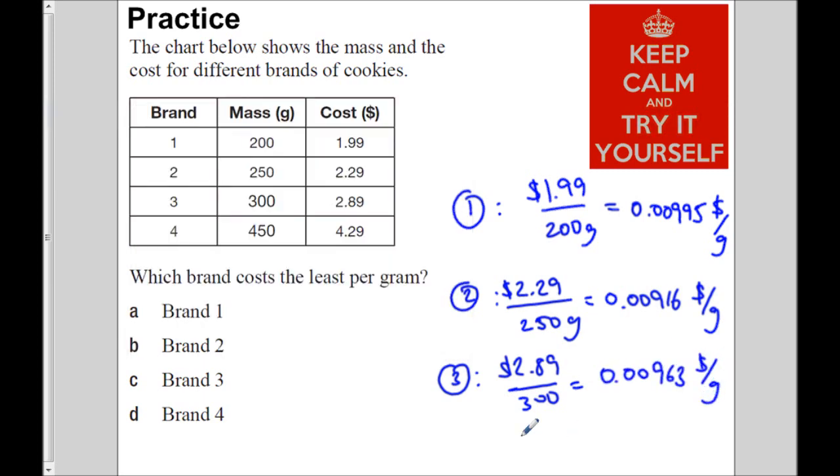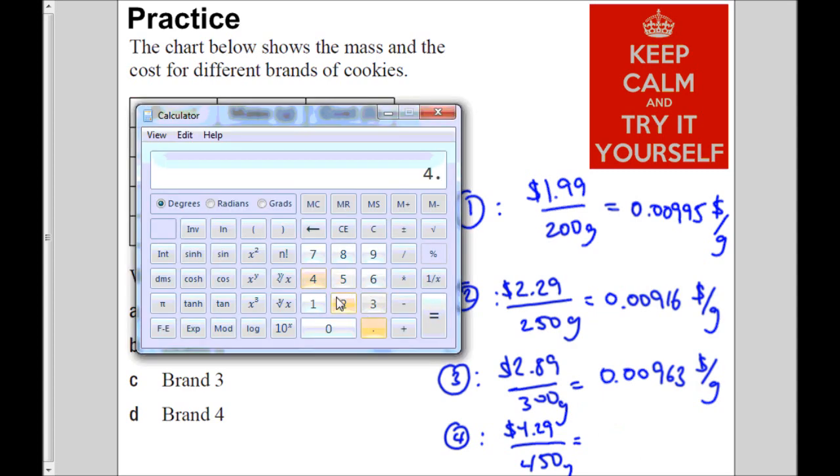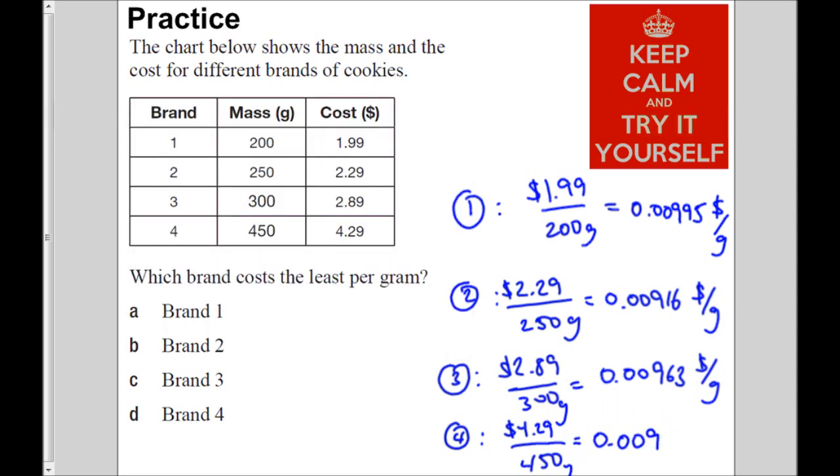And then finally, for number 4, we would do $4.29 divided by 450 grams. So 429 divided by 450, we get 0.00953. And that's dollars per gram. So we find out which one's the smallest one. That looks like number 2. So B would be the correct answer.